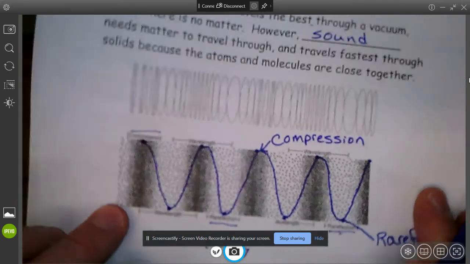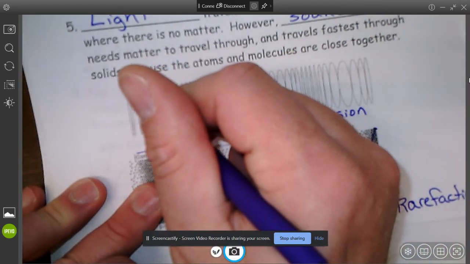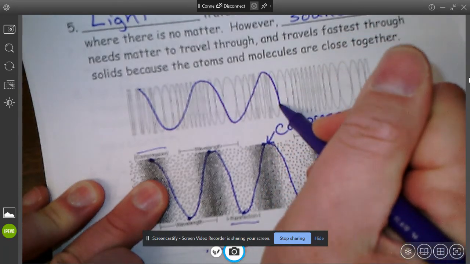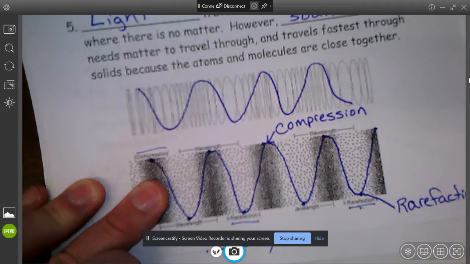Now, you do not need to draw this, but I'm just showing you, okay? You can also draw one on top of the slinky. Where the slinky's pushed together, I would make a crest. Where it's pushed apart, I would make a trough. But you don't need to do that one.